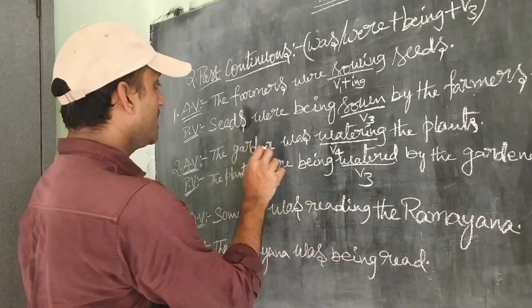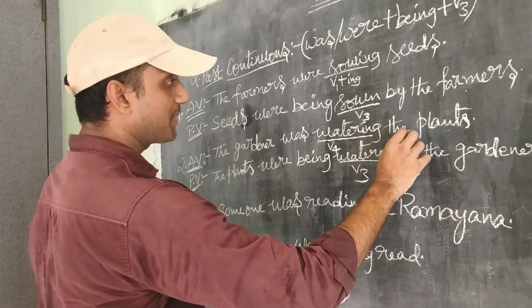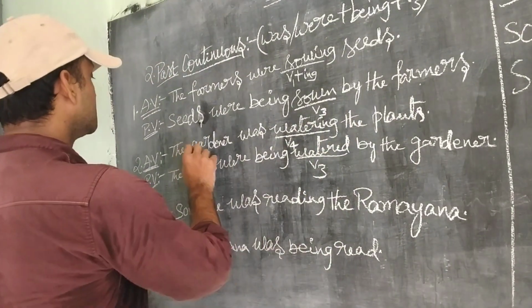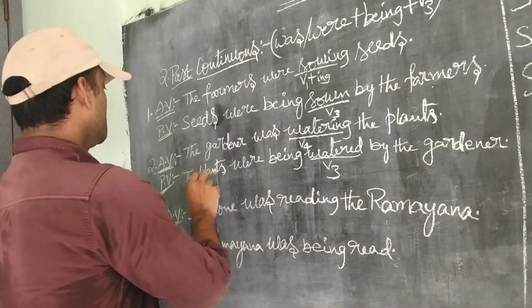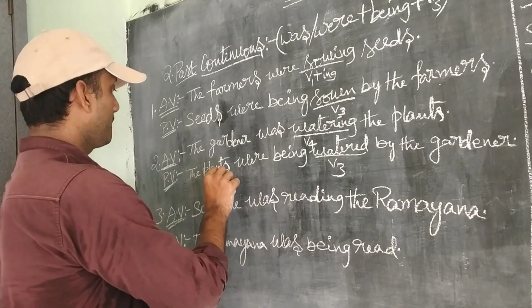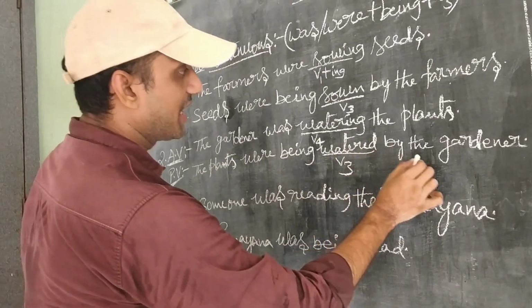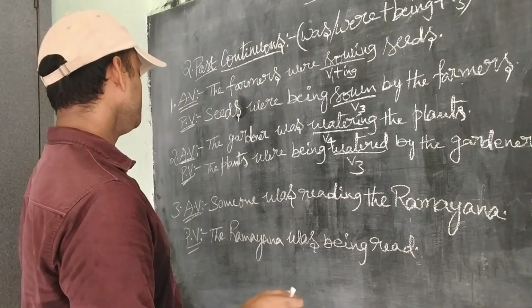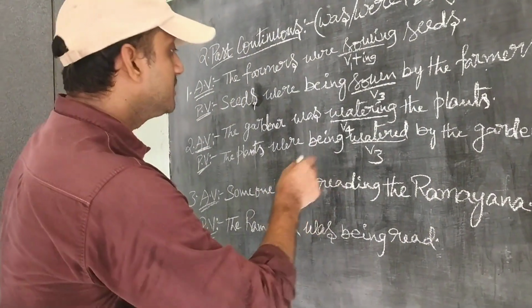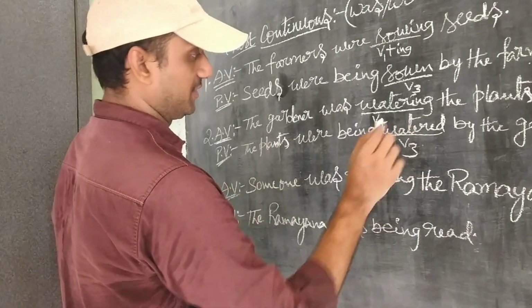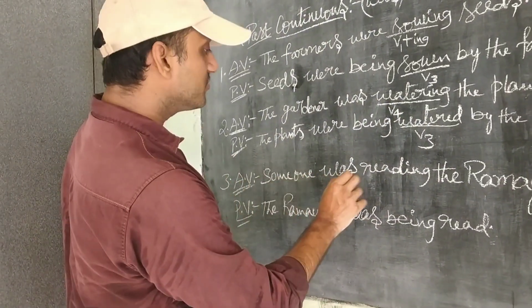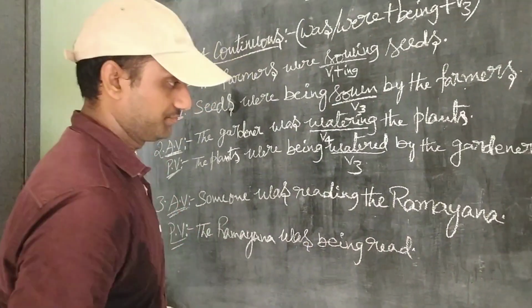Okay. The gardener was watering the plants, in the sense plants comes under sufferer, the gardener, doer. We have to exchange the positions. The plants were being watered by the gardener. Okay. See the third example. Watered is V3. Someone was reading the Ramayana.